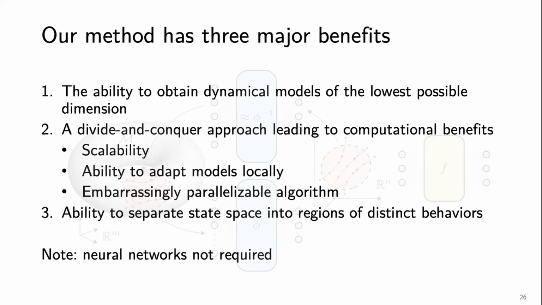And the third one is the ability to separate state space into regions of distinct behaviors. So this is something that we think would be particularly suited to bursting and intermittency that's characteristic of turbulent fluid flows, for example. And I also just want to briefly note that even though we use neural networks for the work that I showed today, those aren't actually required. You can use any other sort of regression framework that you like. Neural networks were just a convenient choice for what I showed today.